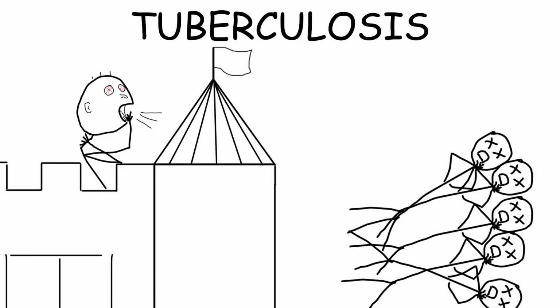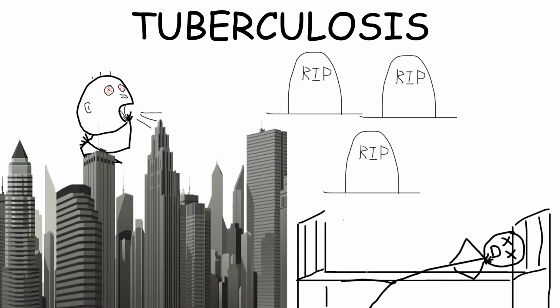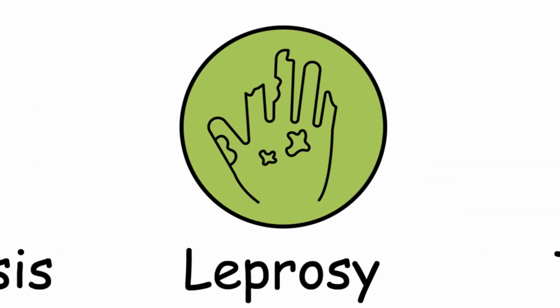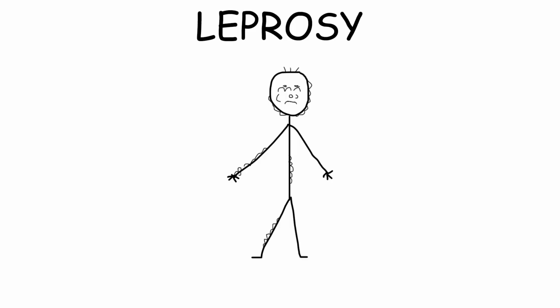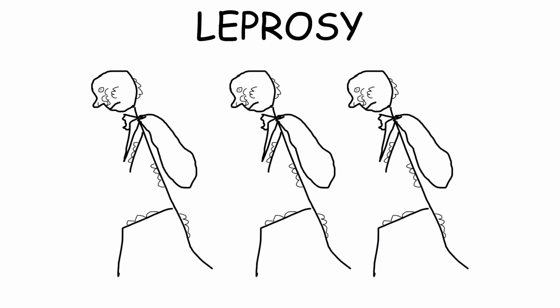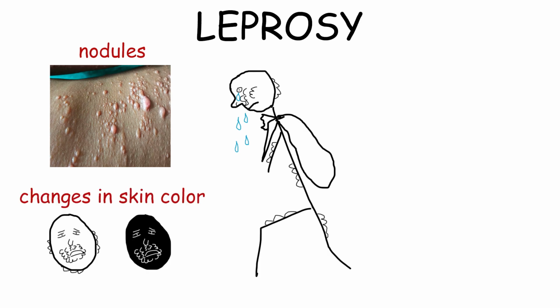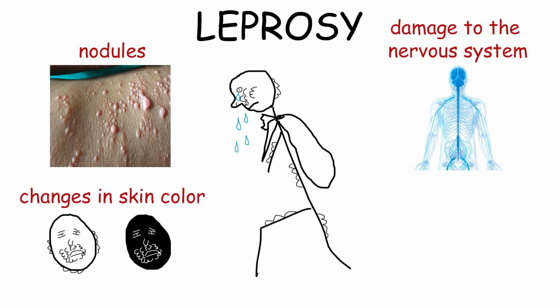In the past, tuberculosis claimed the lives of millions of people, and even today remains a serious threat to public health. Leprosy, also known as Hansen's disease, is a chronic infectious disease caused by the bacterium Mycobacterium leprae. Historically, this disease has been associated with notions of suffering and ostracism. Symptoms of leprosy may include the appearance of nodules, changes in skin color, as well as damage to the nervous system, which can lead to loss of sensation and limb loss.